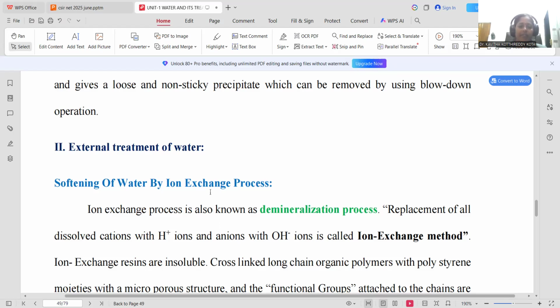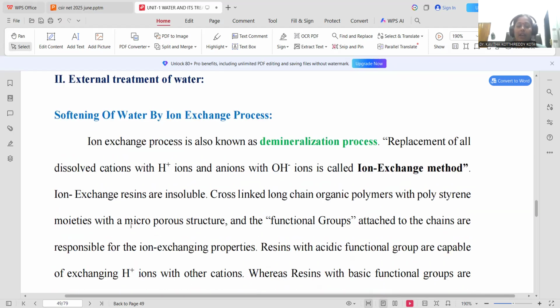External treatment of water is nothing but, before feeding into the boiler, if water is supposed to be treated and softened, that is called external treatment of water. Softening of water by ion exchange process. Ion exchange process is known as demineralization.